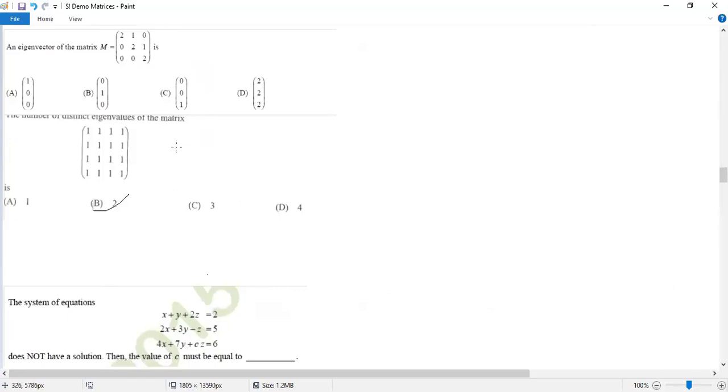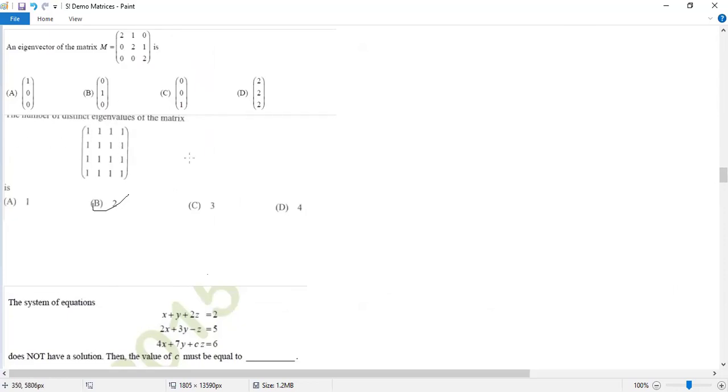How many distinct eigenvalues are there? Previously, how many non-zero eigenvalues? But now, how many distinct eigenvalues? So read the question carefully first. Read the question twice before marking the option. Okay, so 1, 1, 1, 1, all ones.